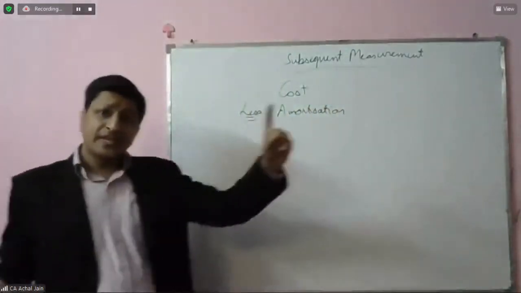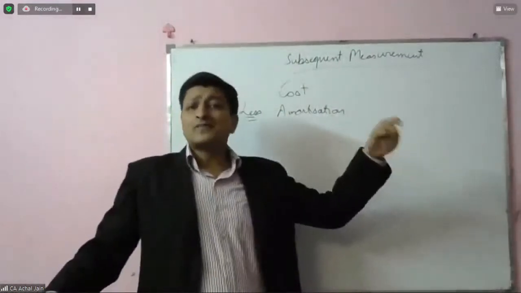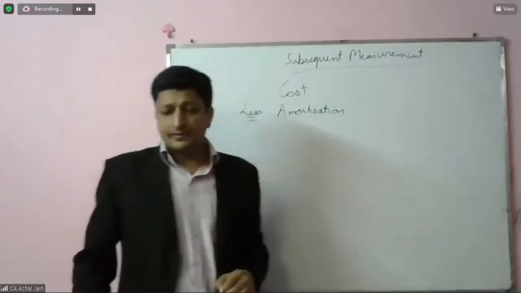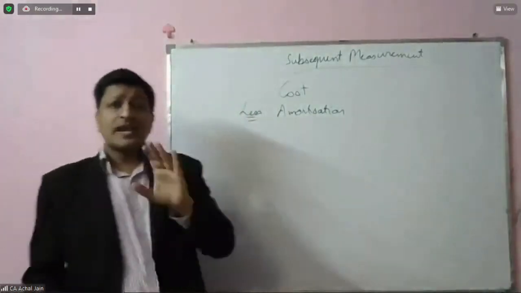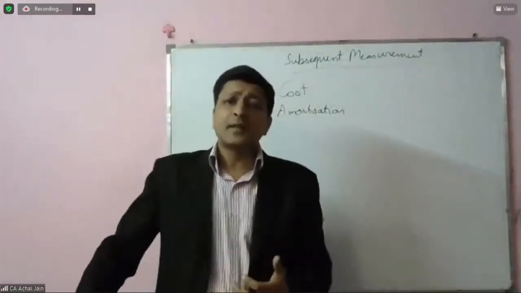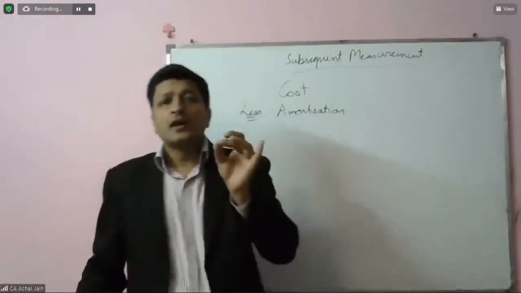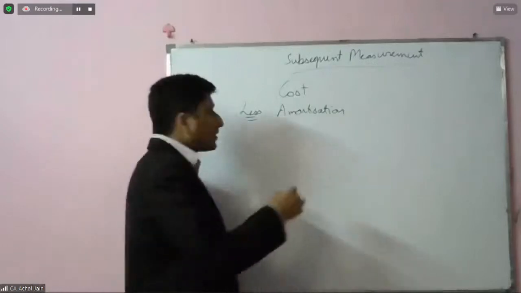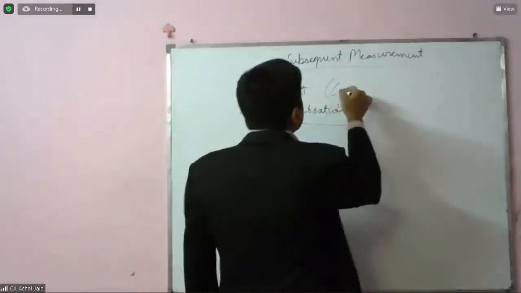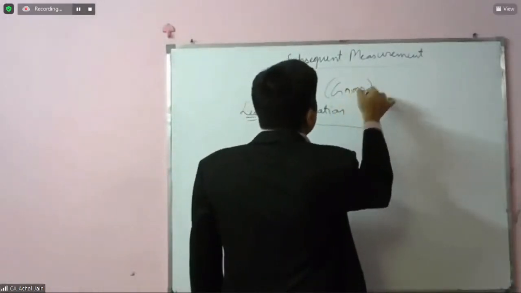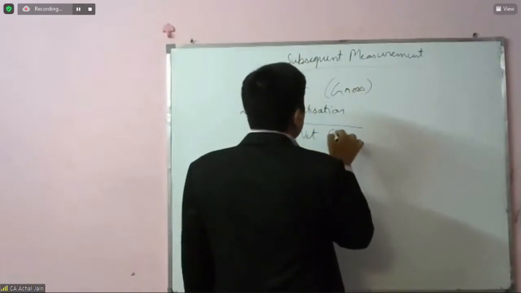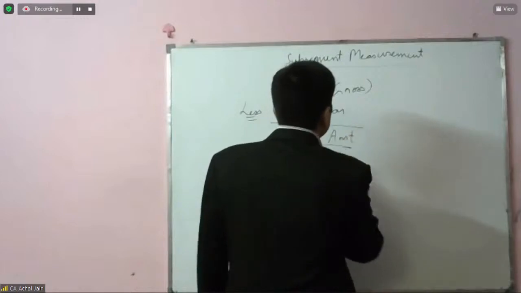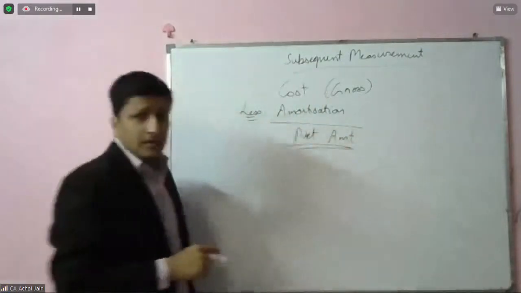In case of PPE, what did you do in terms of subsequent measurement? You would depreciate the item of PPE. In case of intangible asset, instead of using the term depreciation, what will you use? You will use the term amortization. So this would be the gross amount, and this would be the net amount.